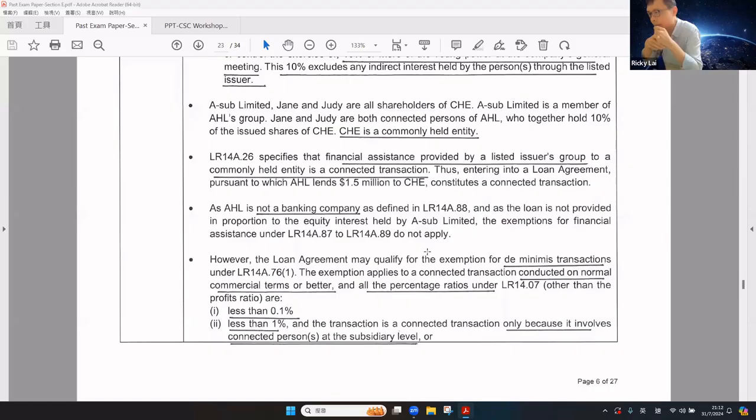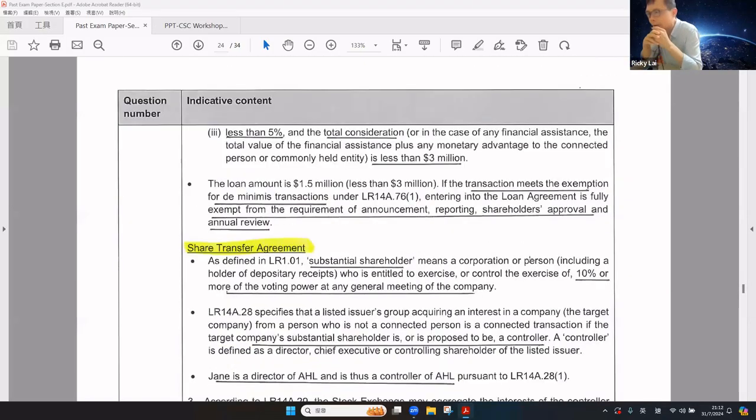The exemption applies to a connected transaction conducted on normal commercial terms or better, where all the percentage ratios are less than 0.1%, or less than 1% if it is a CT only because it involves a connected person at the subsidiary level, or less than 5%, and the total consideration is less than $3 million.